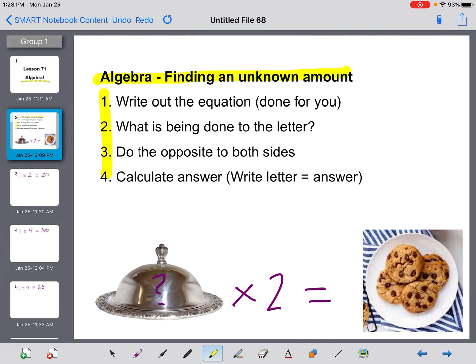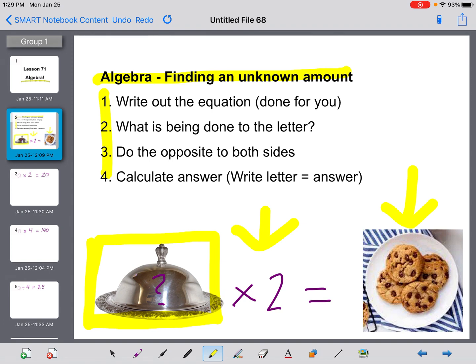Algebra is really all about finding an unknown amount. So you should remember from the last time I taught you about algebra, we can use examples like, for instance, the example of having a plate of cookies. So I have a plate of cookies right here, but that plate of cookies is covered. We don't know how many cookies are on that plate. The things we do know, however, are what is happening to the cookies. So in this example, the cookies are being multiplied by 2, and we also know the final result, what we ended up with. So the whole goal of algebra is to find out what was the starting point.